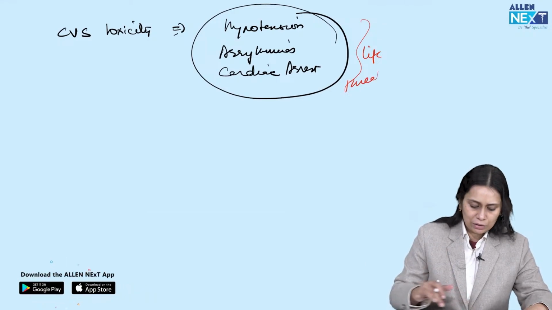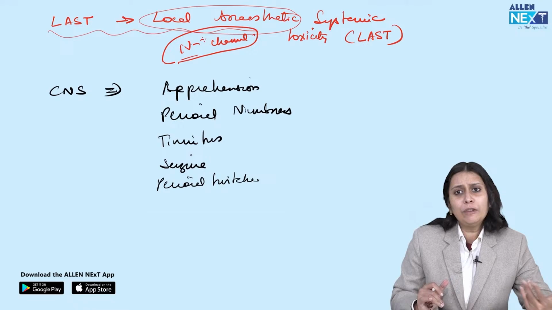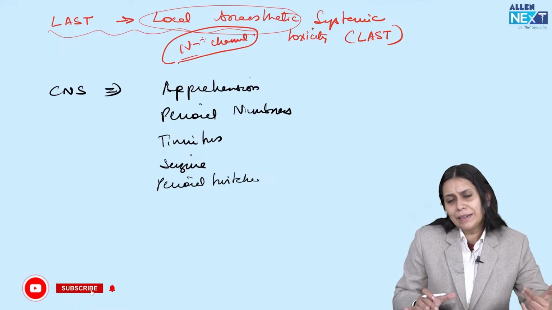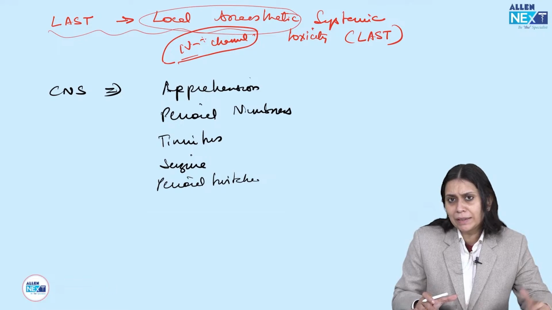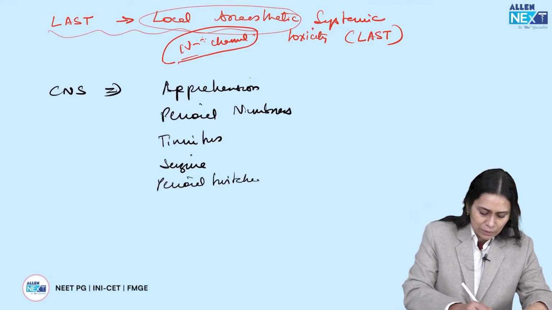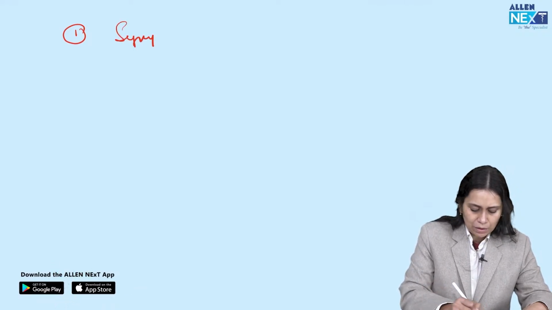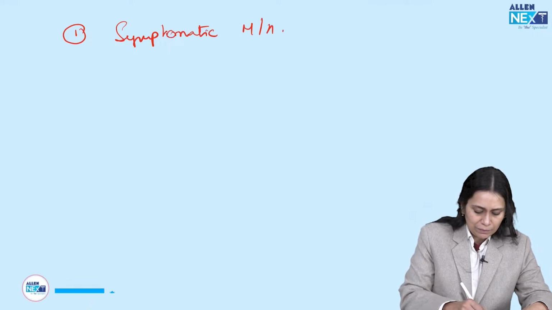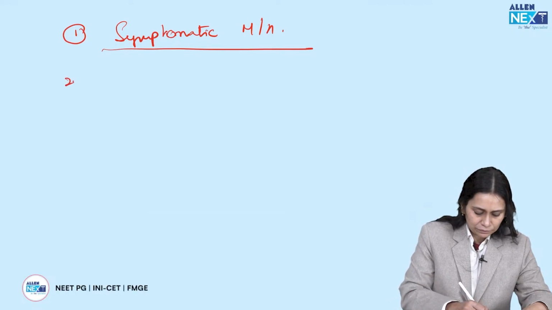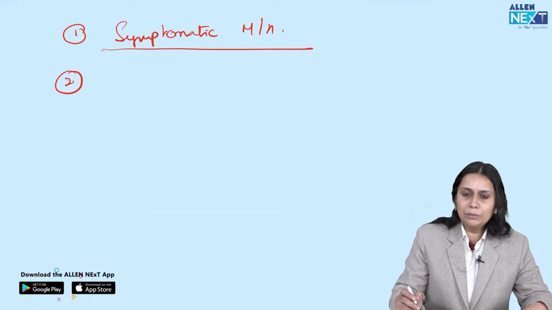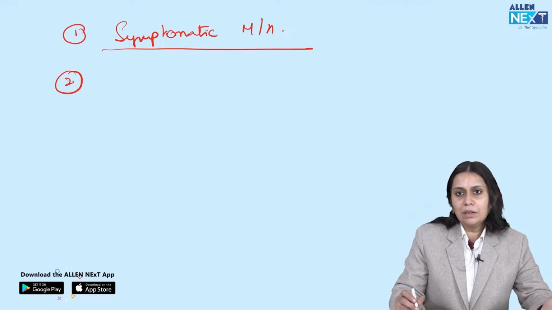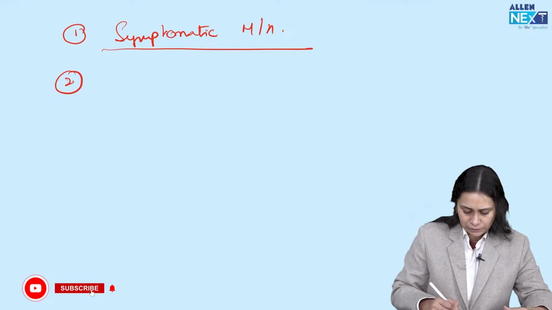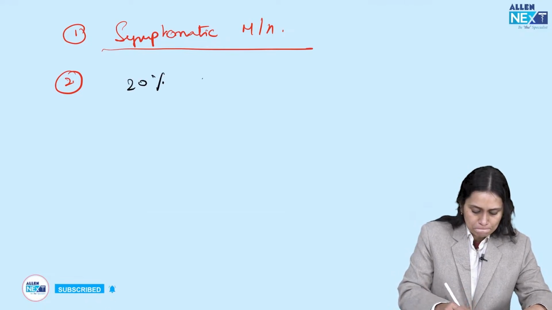So, how to manage local anesthetic systemic toxicity? First, we practice a lot of precaution and prevent it from getting absorbed systemically. But if it gets absorbed and is causing systemic toxicity, what is the management? Management is symptomatic management. Whatever the symptom comes, we manage the symptom. First is symptomatic management, and second is your very important 20% intralipid emulsion infusion.